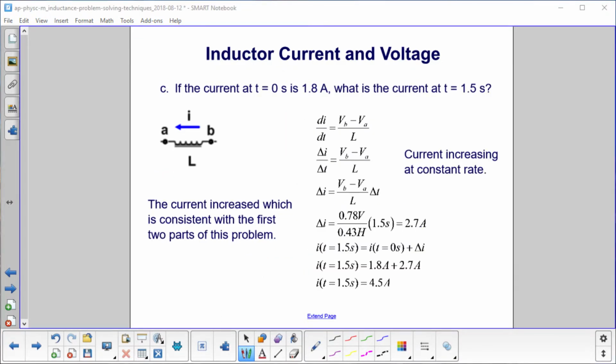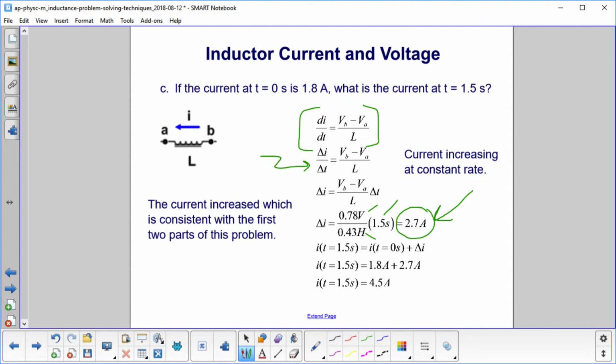If the current at t equals 0 seconds is 1.8 amps, what is the current at 1.5 seconds? Well, we have our equation here, di/dt equals VB minus VA over L. Since the current is increasing at a constant rate, we'll go ahead and replace the differential with a delta form here. We then multiply through by delta t. We plug in our values, and we were told VB minus VA is 0.78 volts. Here's the inductance. Here's the time. So in 1.5 seconds, the current will change by 2.7 amps.